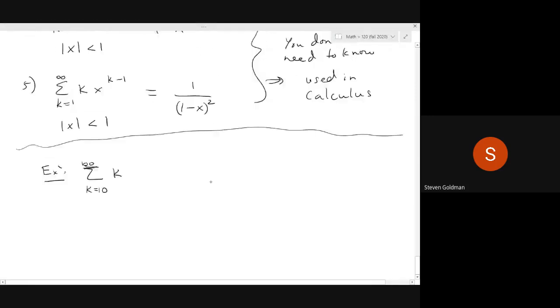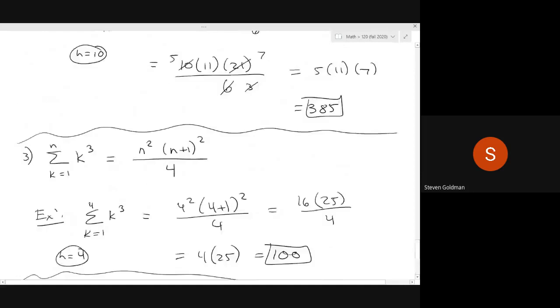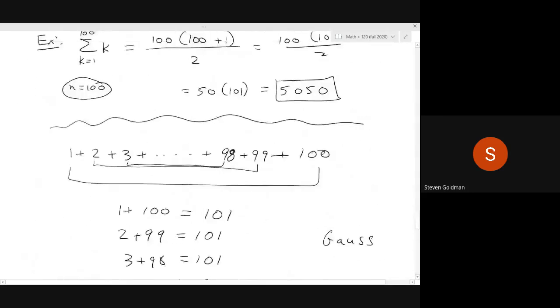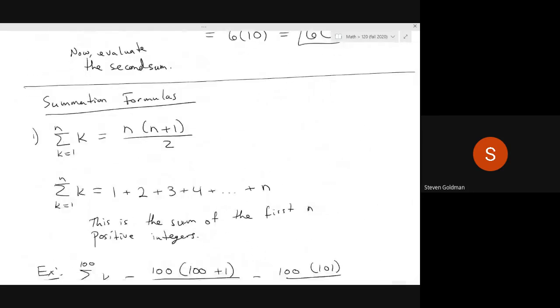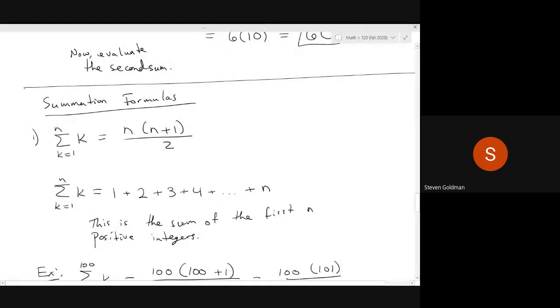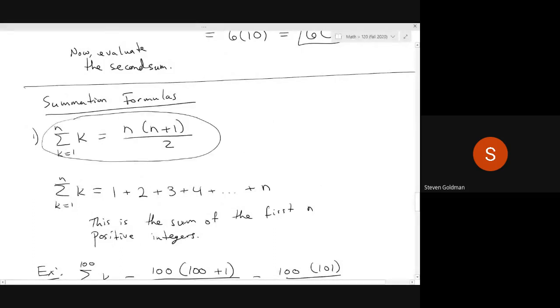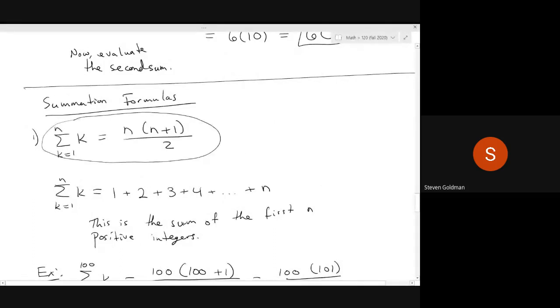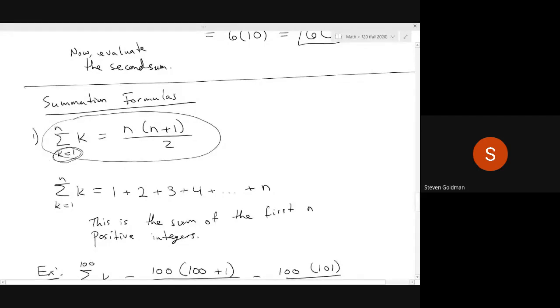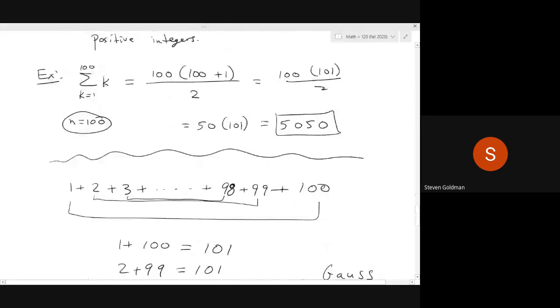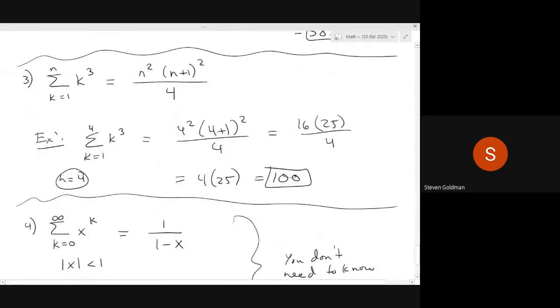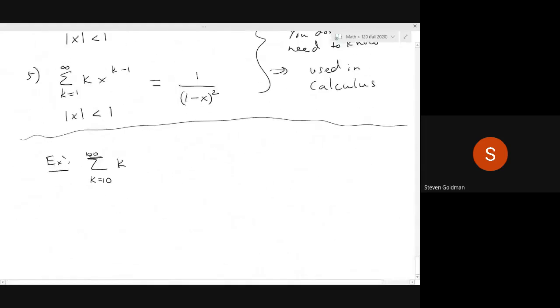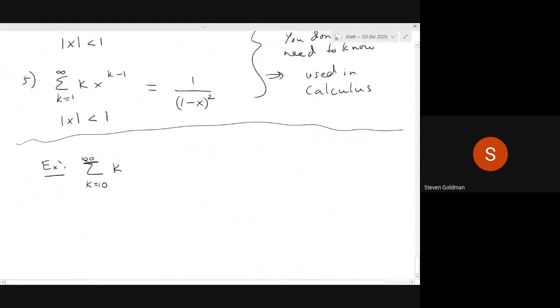Now, I'm going to scroll back up for a moment. If I want to use the summation formula for this, number 1 here, the only issue is that to use the summation formula, I have to start at k equals 1, not k equals 10. So what am I going to do? I can't change the index, because if I change the index, then I won't have a k here. I'll have a k plus 10, and it has to be a k there.